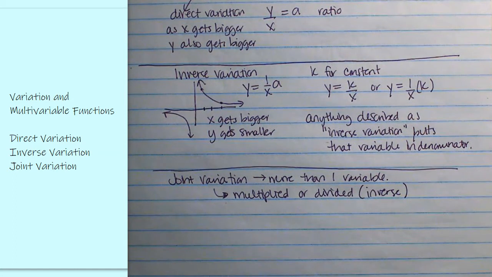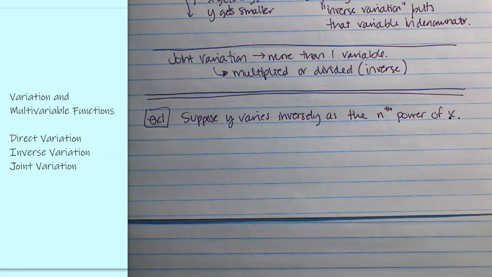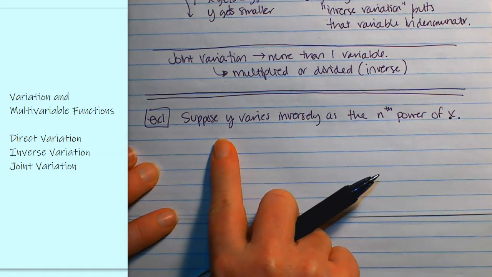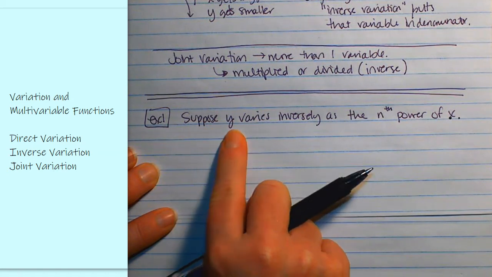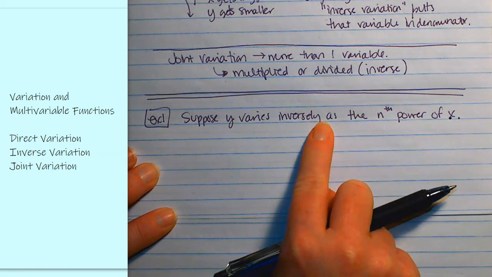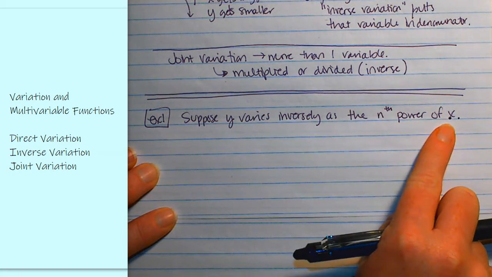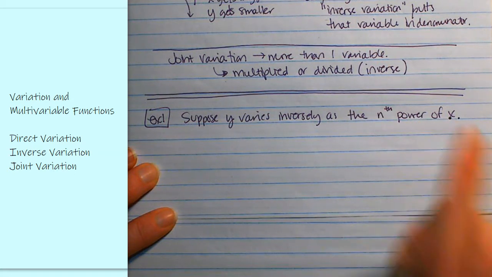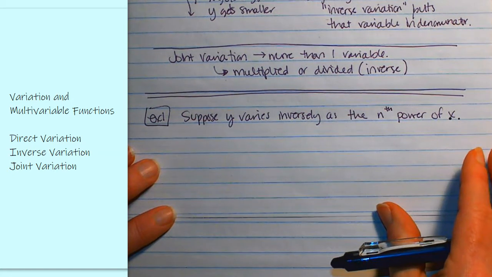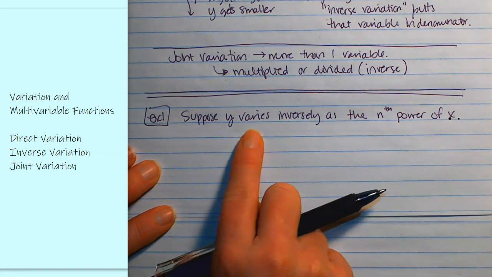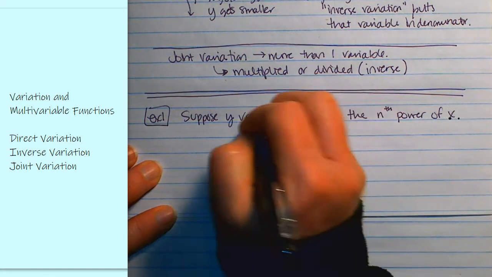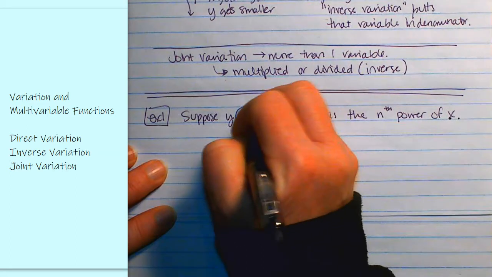Okay, so let's look at some examples and see if we can work some problems. So I have for you a very basic example of what kind of things you'll see. They'll be written out in words. Suppose y varies inversely as the nth power of x. So we're going to rewrite this as math. Because y varies inversely, this varies means that it equals k.